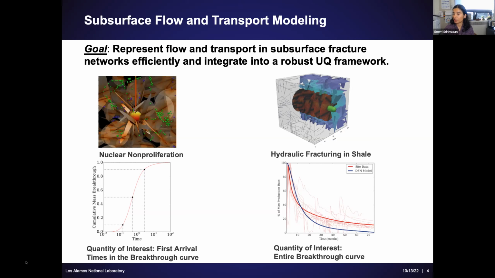And here we are interested in the entire breakthrough curve. It's not only about what comes out initially, but we are trying to extract the entire deposit out. So it just goes to show that here's a couple of applications, and as a hydrologist or a hydrogeologist, you may be trying to model these applications with the same type of tools. However, the quantities of interest, depending upon the application, could be very, very different. And this is just a couple of different examples that show the applications.